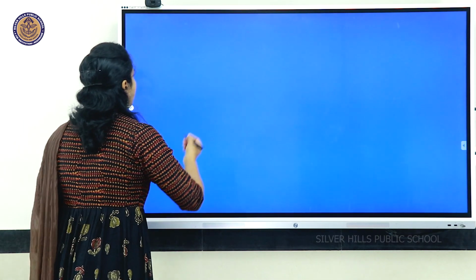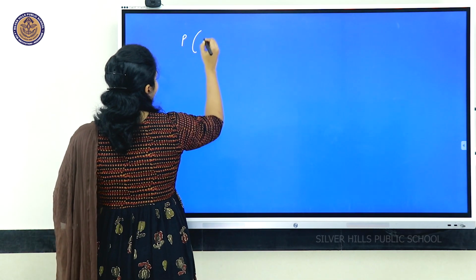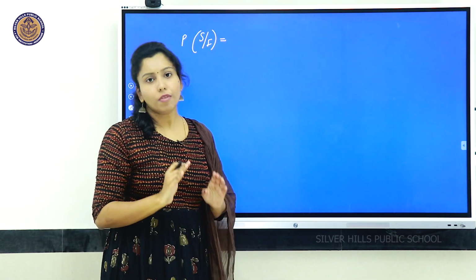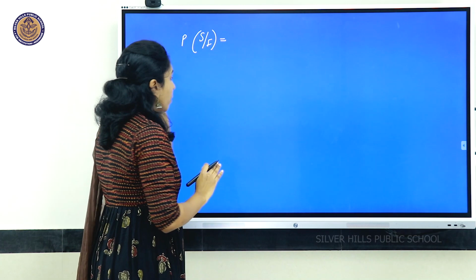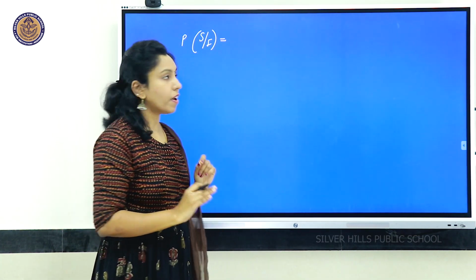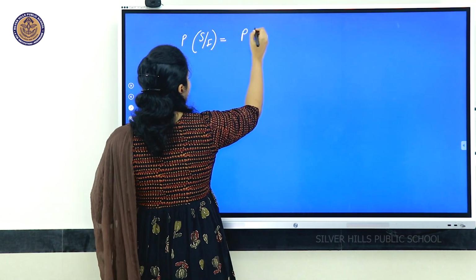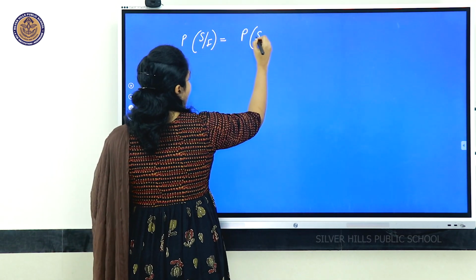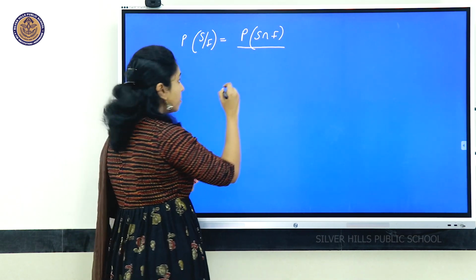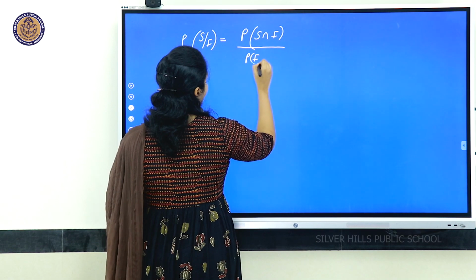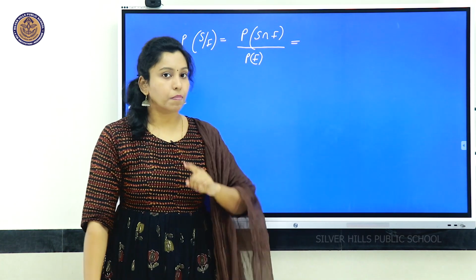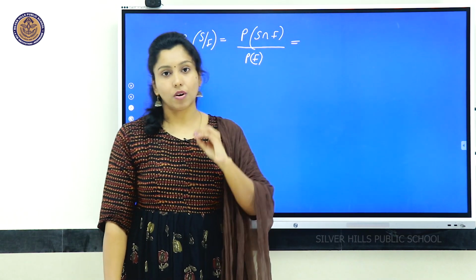The first result, probability of S given F. We just apply the definition of conditional probability. P of E given F was P of E intersection F by P of F. In the same way, I just apply P of S intersection F divided by the event in the denominator, which is F. So P of F, that is equal to, now S is the sample space, F is a subset of S.